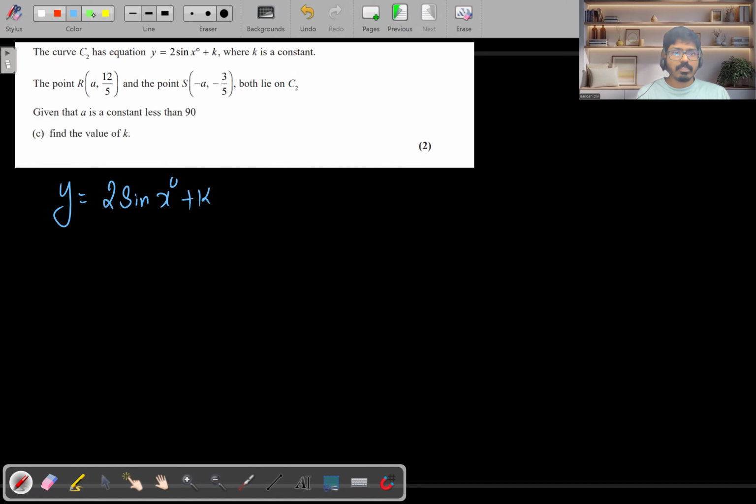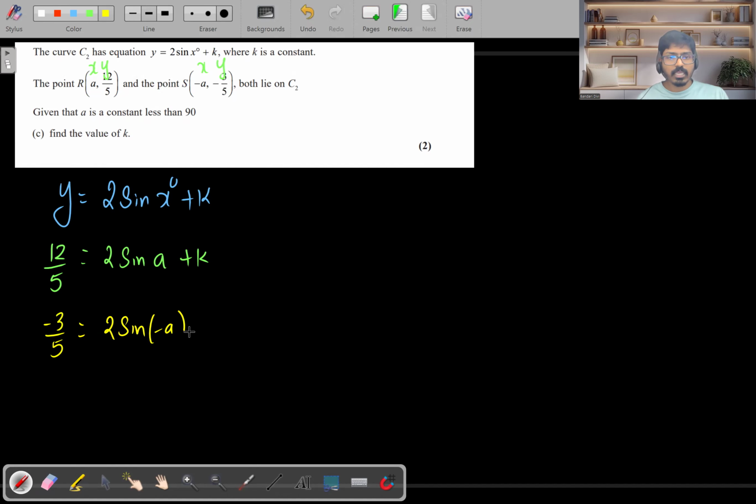Now let's plug the value of the coordinates. So here it is x, y, and here it is going to be x, y. So let's plug the value of y, which is going to be 12/5, which is equivalent to 2 sine, what is our x value, which is a, plus k. So this is the first equation. And then for the second coordinate also, we are going to plug the value. The value of y is going to be -3/5, which is equivalent to 2 sine, our x coordinate would be minus a, plus k.